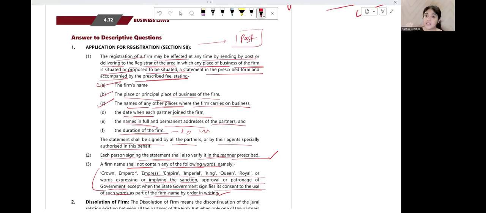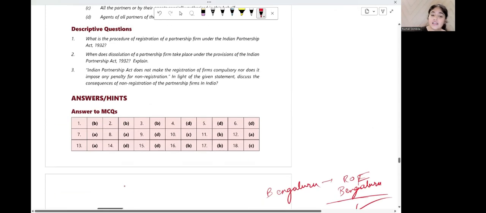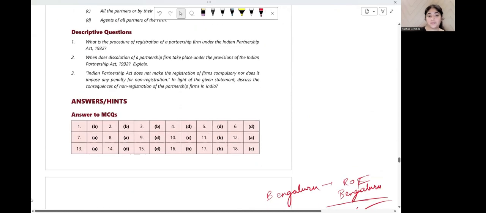And if the state government has given you the consent to use such words, that consent also should be in writing. They have given you approval, but the approval should be in writing. You can't just say, okay, state government gave me the approval. Where is the copy of approval? You have to have a copy of the consent of approval. Okay. Is application for registration clear to you people?